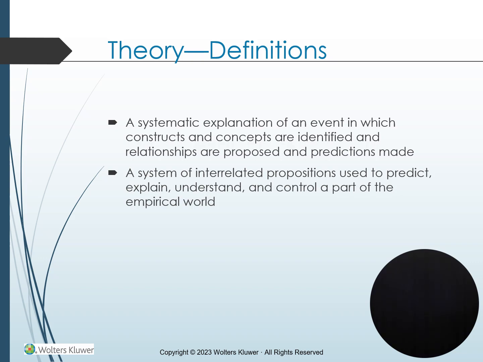It's a systematic explanation of an event in which constructs and concepts are identified and relationships are proposed and predictions are made. So it's not that you just have these constructs and these concepts, but you identify that they have a relationship with each other, and then you can make predictions based off of those relationships. Theory can also be defined as a system of interrelated propositions used to predict, explain, understand, and control a part of the empirical world. Okay?